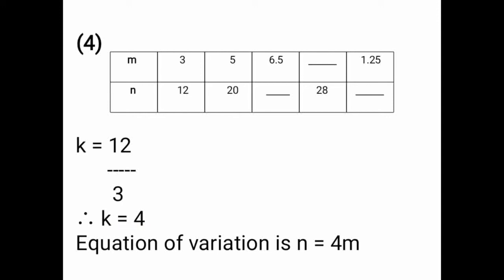Look at second column. N is equal to 20, M is equal to 5. You have to use the same formula. N is equal to Km, where K is the constant of variation. Then you have to substitute the value. N is equal to 20, M is equal to 5. Then you have to divide 20 by 5. You will get the same answer. Constant of variation K is equal to 4 you will get. When you solve third column, fourth column and fifth column, you have to take the value of constant of variation K is equal to 4.